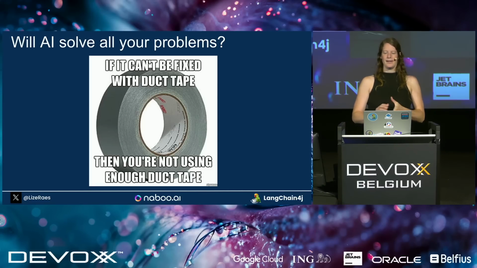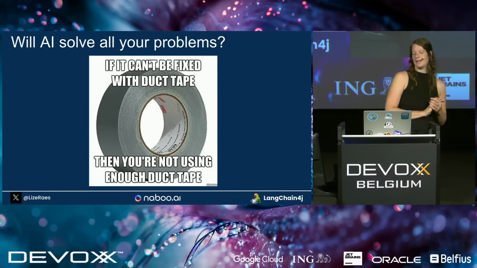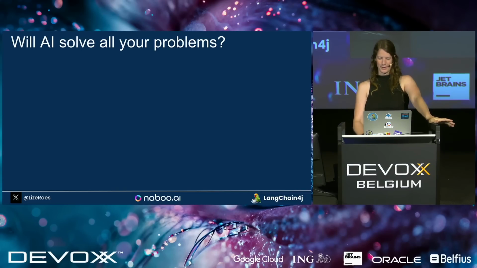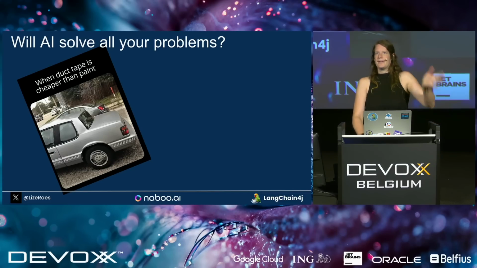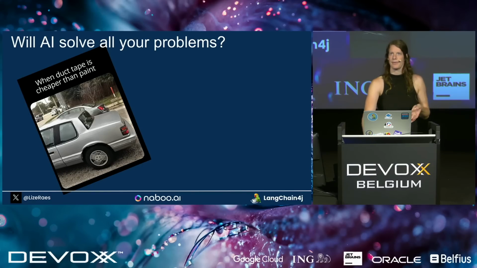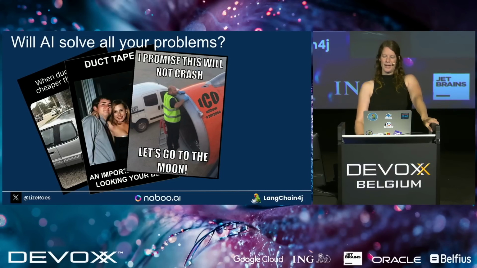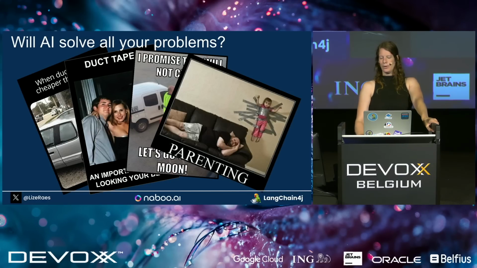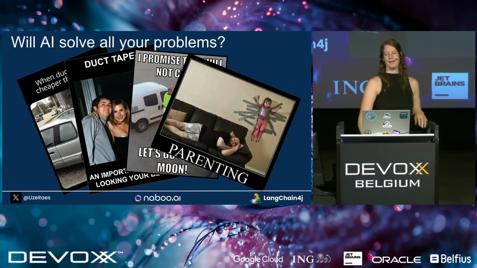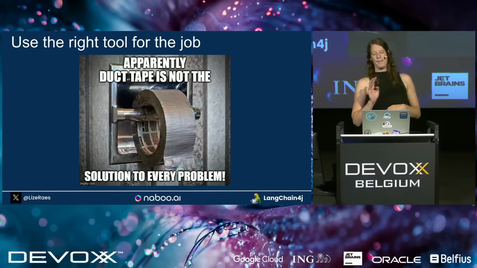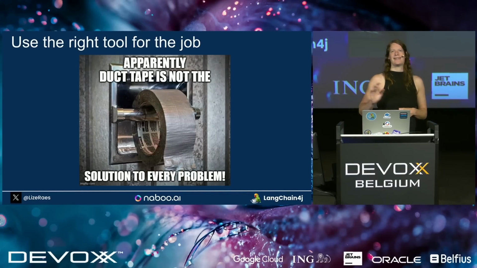Now, will AI solve all of your problems? Basically, is it like duct tape, which also solves all our problems? So it seems that duct tape is great because you can paint your car with it, you can make a nice bra with it, you can fix planes with it, and then they can go to the moon, or it's also a great parenting hack. But nonetheless, duct tape is not the solution to every problem.